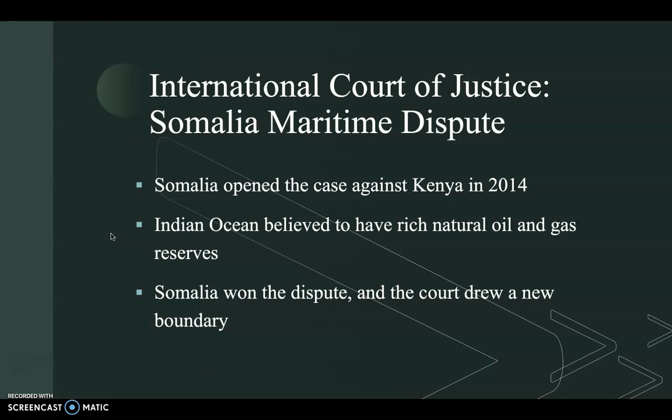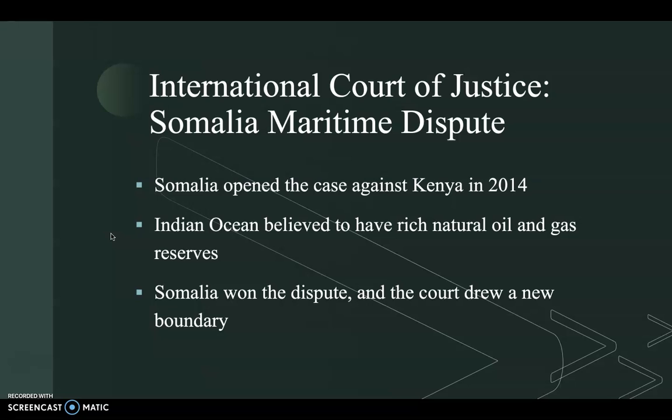Not related to poverty, but the ICJ has helped Somalia in many issues. The biggest is probably the Kenya maritime dispute. Somalia opened the case against Kenya in 2014 over contested parts of the Indian Ocean believed to have rich natural oil and gas reserves. The claim involves 100,000 square kilometers of seafloor, which both countries lay claim to.